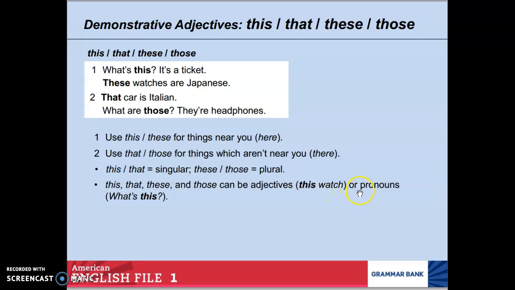Or they can be pronouns, like in the example, what's this? También estos demostrativos pueden funcionar como pronombres, como en el ejemplo de esta pregunta, what's this? Es decir, ¿qué es esto?